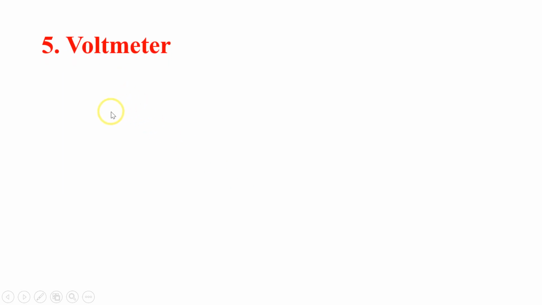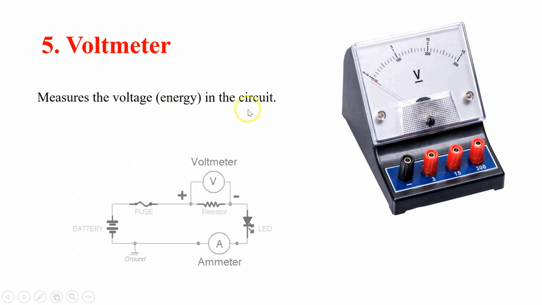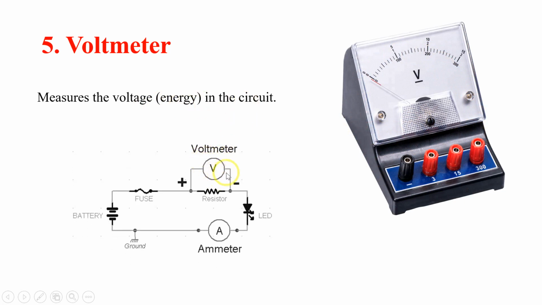Voltmeter. A voltmeter is another device which is usually used to measure the voltage of the battery. You can see over here, this is a voltmeter, and it measures the voltage or energy in the circuit. It is shown by a round circle, and in this round circle we usually write V.